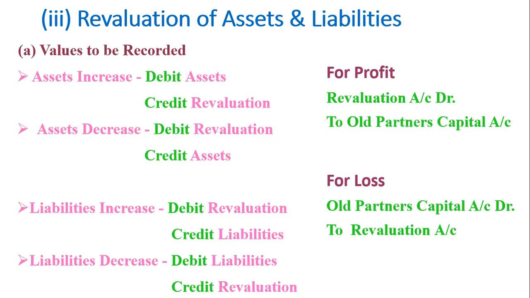And the next one is revaluation of assets and liabilities. Whenever there is any change in the composition of the firm, in the structure of the firm, or in the functioning of the firm, the partners will try to estimate the value of assets and liabilities existing in the business. This is called revaluation of assets and liabilities, which can be done at the time of admission of a partner, or even at the retirement of a partner. In the case of admission of a partner, if the value of the assets is increasing, the assets have to be debited and the revaluation account has to be credited.